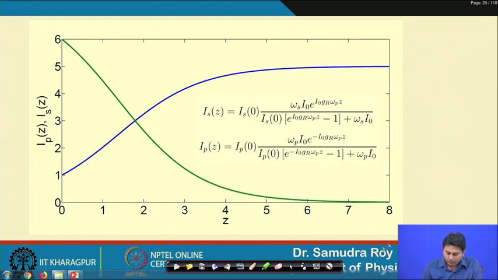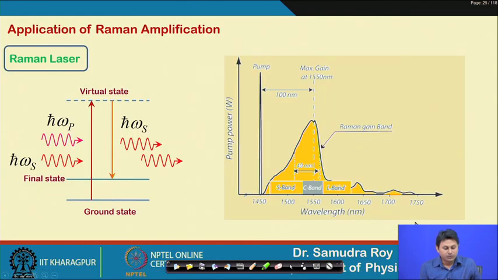Finally, we will say something about the application of this Raman amplification. It is basically applied in the Raman laser, some sort of lasing action. You can see that you launch omega_s and you get the amplified omega_s. So, one can use this as an amplifier, and in fibers this Raman amplifier is used extensively.